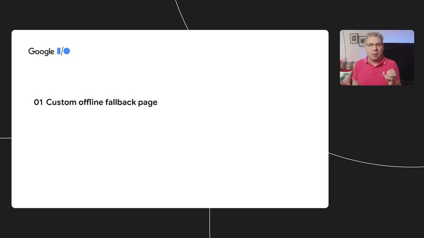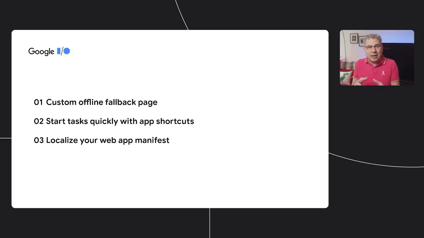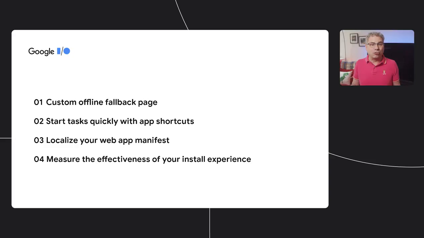There you have it. I've shown you how you can provide a custom offline fallback page, avoiding the offline dyno, and ensuring your PWA remains installable with the new PWA installability criteria that's expected to land in Chrome 93. How you can make it easier for users to start common tasks with app shortcuts. How you can provide a localized experience for users who've installed your PWA. How to measure the effectiveness of your install flow. And how you can use analytics to prove to your boss that investing in the web is always a win.